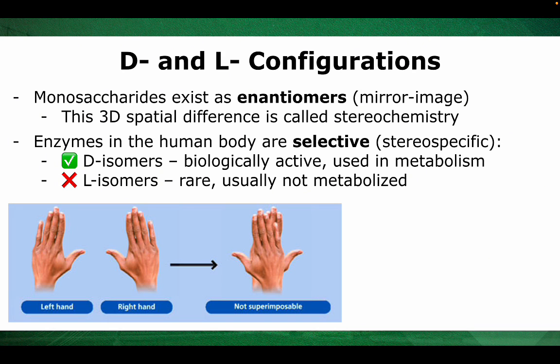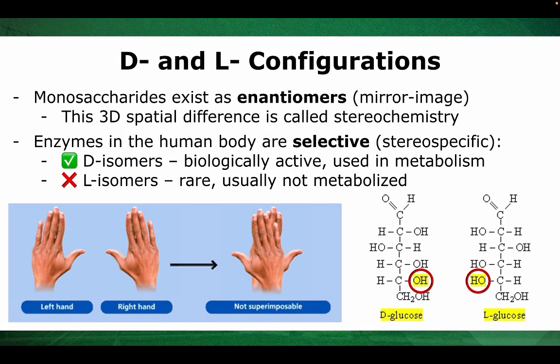Now, for sugars, our enzymes are designed to use the D isomers, or the D sugars. Those are the biologically active forms we can digest and metabolize for energy. L isomers, on the other hand, are rare in nature and usually can't be processed by our enzymes at all. Here's an example, glucose. This is a D-glucose, this is an L-glucose.